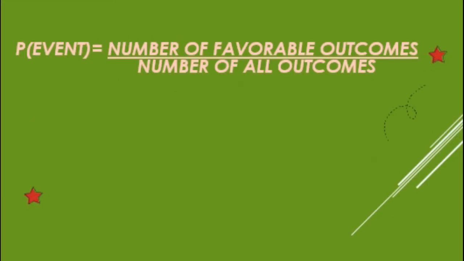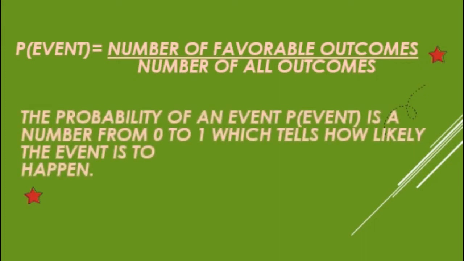So here is the formula that you need to remember. P of event is equal to number of favorable outcomes over number of all outcomes. So the probability of an event, or P of event, is a number from 0 to 1 which tells how likely the event is to happen.